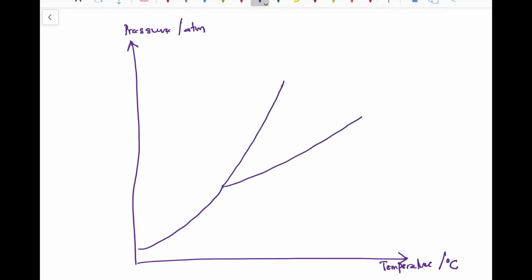Alright, and we have, in this area, the substance exists in a form of solid. In this area, the substance exists in a form of liquid, and in this area, the substance exists in a form of vapor. Alright, so we have 2 important points.